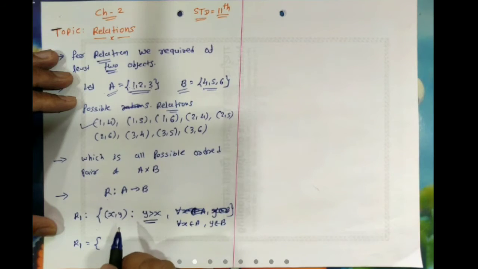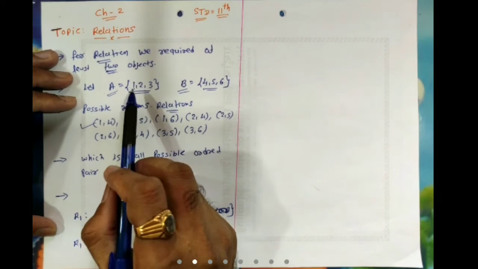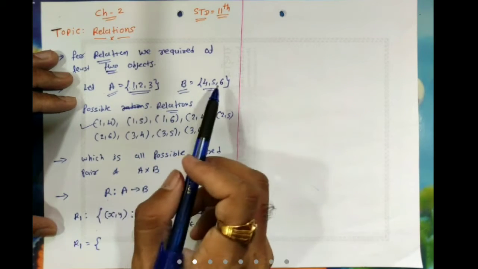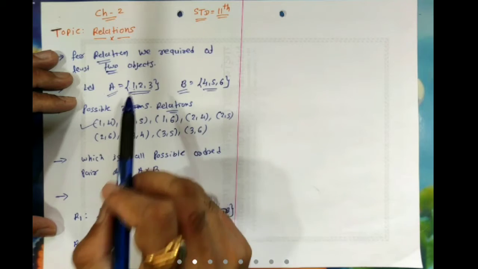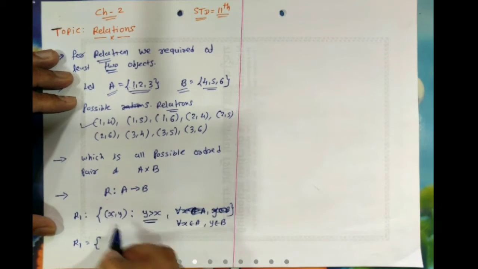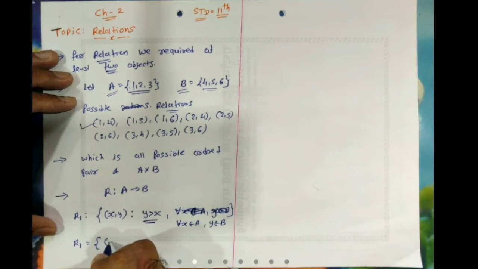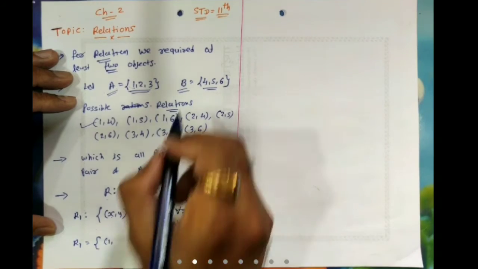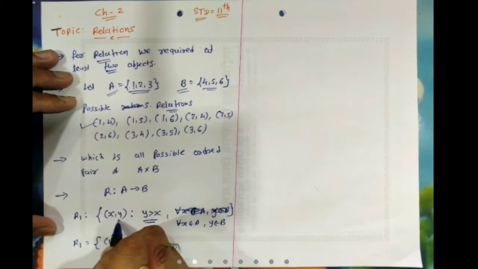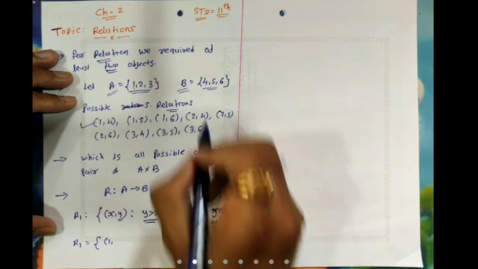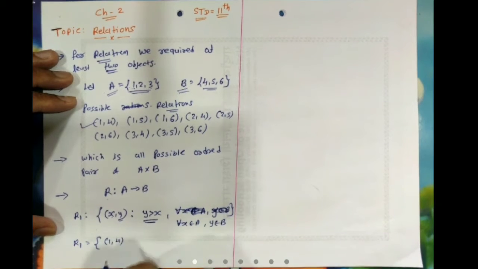The second element must be greater than the first element. So here, how many possible pairs are there in which the second element is greater than the first element? We can take X from set A. This is the first element of the ordered pair, and the second element can be from set B. Here we can take 4. So here we can say that Y is greater than X. So this is one possible pair.